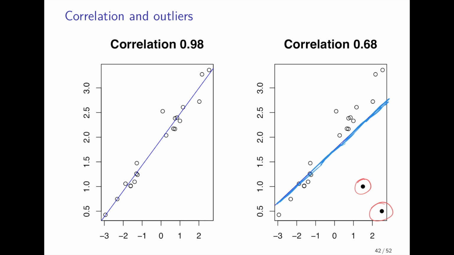And for those of you who know, this is a linear regression line. For those of you who don't, we will see how to compute this line in semester 2. But if you compute the correlation of this new dataset with the two outliers, then you'll find that the correlation drops to 0.68, so much lower than it was before, just because you added two outliers to the data.